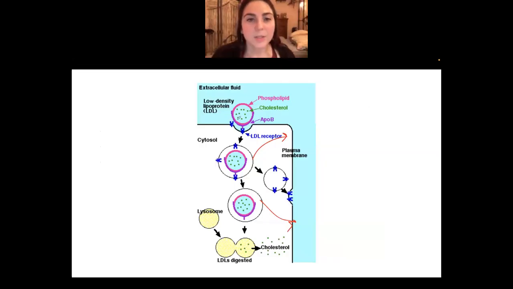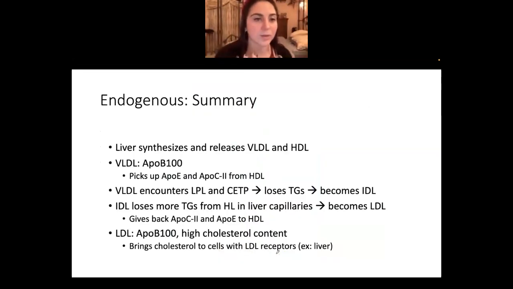Okay. So here is LDL. It has its ApoB100 on its surface. It binds to its LDL receptor. The cell takes it in and then it just breaks it down basically. And then it digests everything and then it releases cholesterol. If this is in the liver, now the liver can use this. It can recycle that cholesterol instead of making more cholesterol.